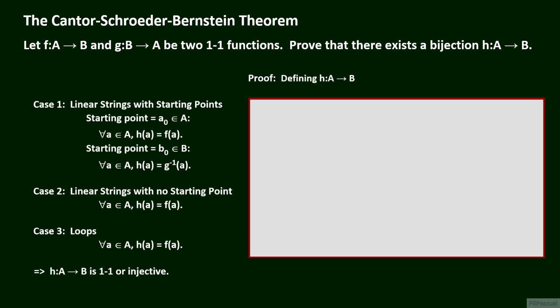Each element of set B belongs to a unique specific graph, and so we will show that H is onto for each specific graph. The first graph is a linear string that starts with an element of set A. On this type of graph, every element of B has a pre-image. B, which is equal to h of a, is equal to f of a. The second linear string starts with an element of set B. This time we go in the opposite direction, and h of a is equal to g inverse of a.